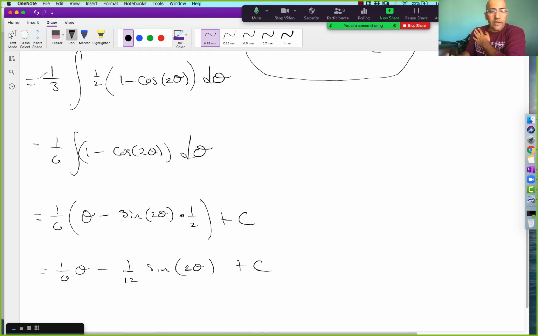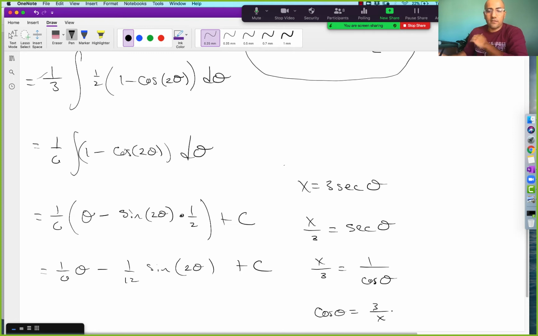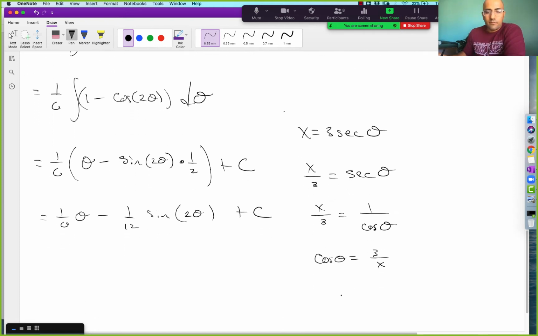Good. So we're almost there, except the original question was about x, right? Not theta. So we have to go back to our description. Using that x was equal to 3 secant theta, we can solve for theta. So x divided by 3 equals secant of theta, which means that x divided by 3 is equal to 1 over cosine of theta, which means that cosine of theta is equal to 3 over x. So theta is equal to cosine inverse of 3 over x.